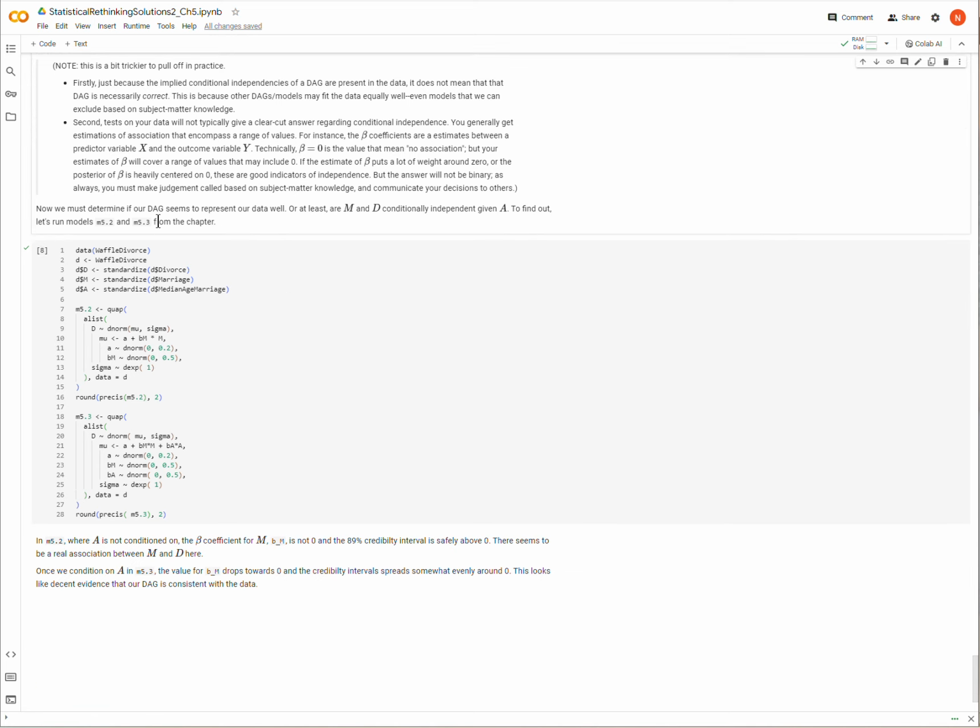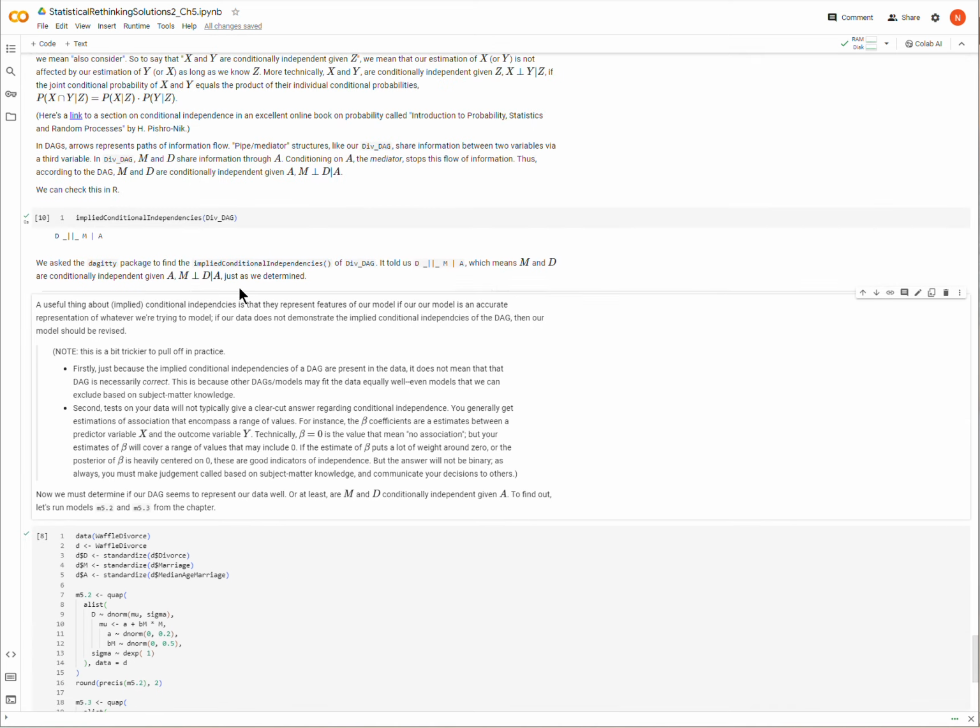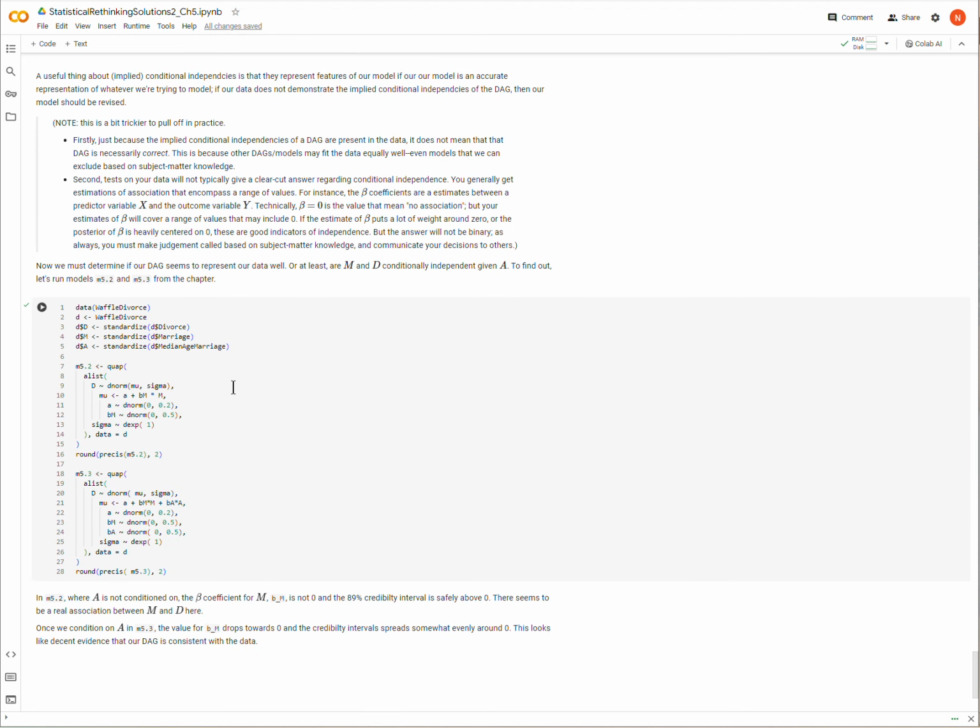Anyway, we're asked to determine if this conditional independency is actually present in our data. In order to do that, I'm going to rerun models M52 and M53 from the chapter. M52 is trying to find the association between D, the outcome variable, and M. That association is represented by the beta coefficient Bm here. The next model, M53, has M again, but also includes A.